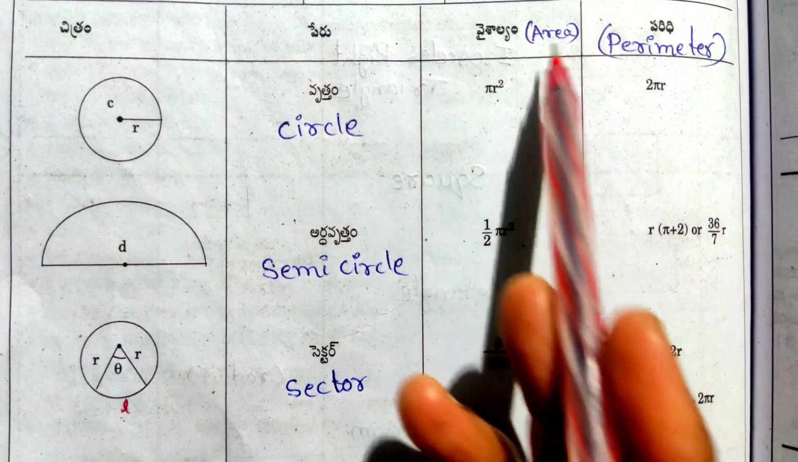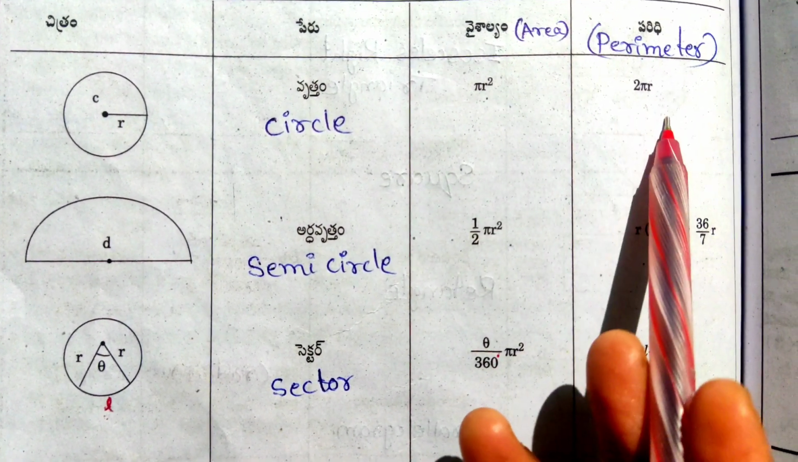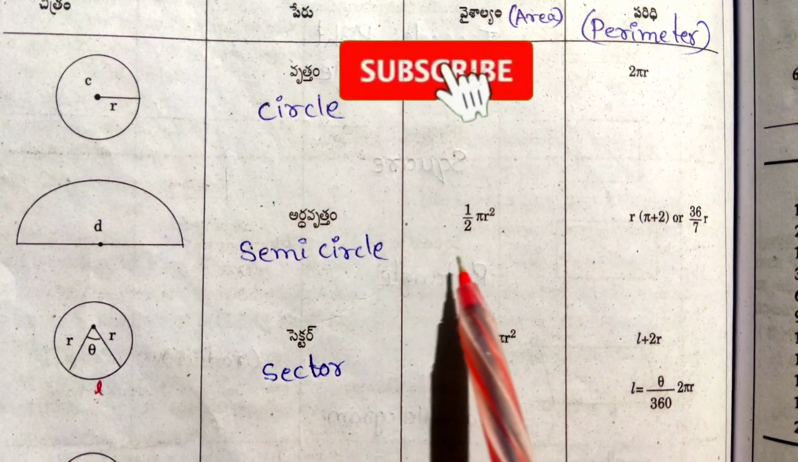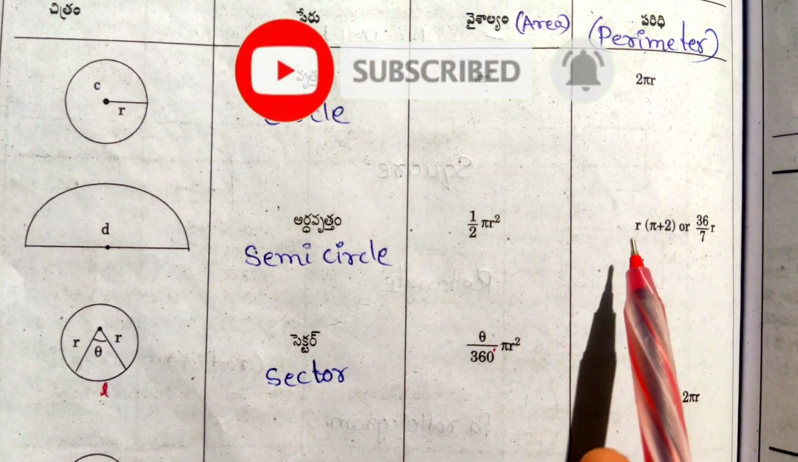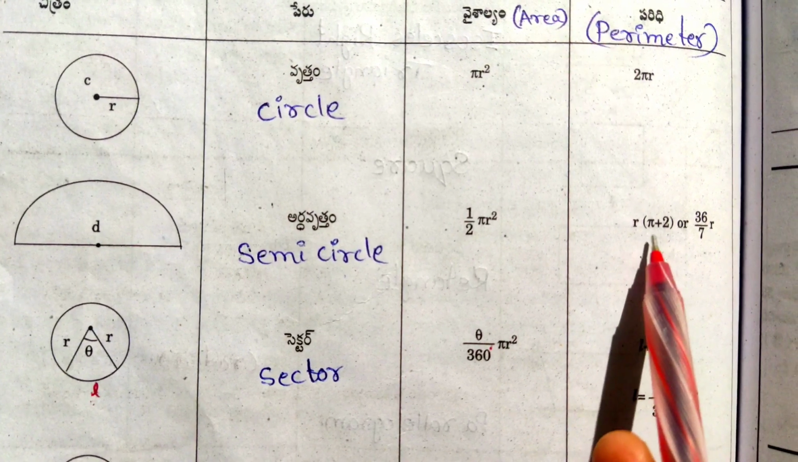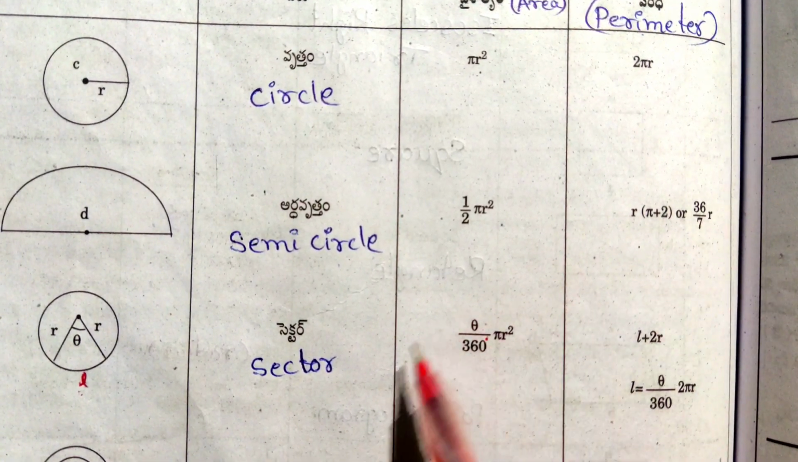Circle. Area formula is pi r square. Perimeter formula is 2 pi r. Semicircle. Area formula is 1 by 2 pi r square. Perimeter formula is r of pi plus 2, or 36 by 7 into r.